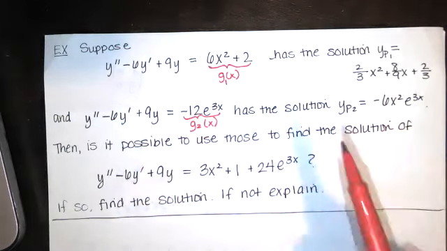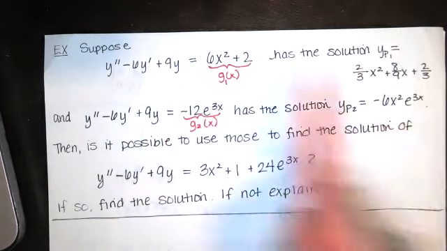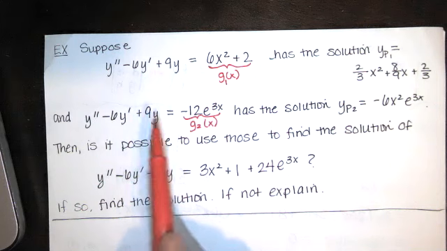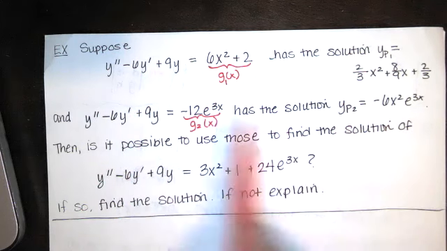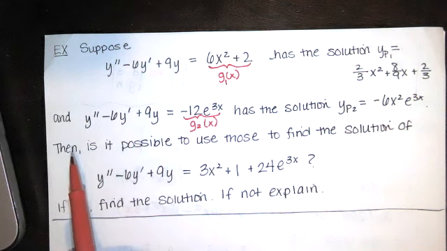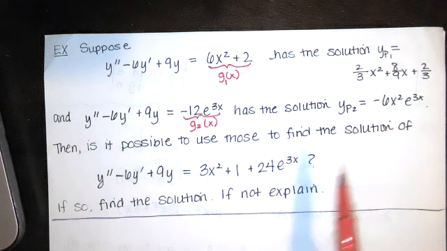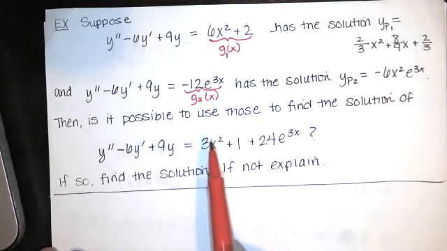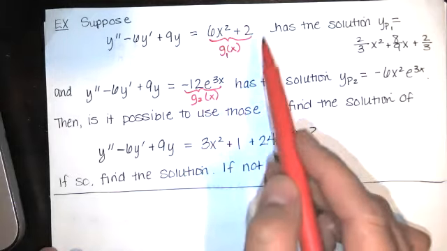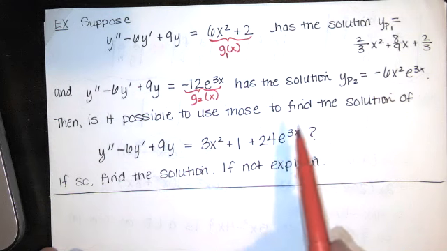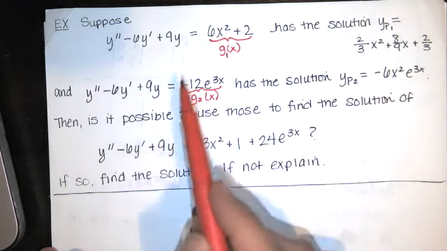So what this is telling us before we move on is that if I take the first and second derivative of this and plug this into the left-hand side, I'm going to get 6x squared after I simplify. Or if I take the first and second derivative of this function and substitute that into the left-hand side and simplify, I'll get this function. This question says, then is it possible to use those to find the solution of this? Well, I think it is possible because this 3x squared plus 1 is actually just 1/2 of g sub 1 of x. And this 24 times e to the 3x is actually just -2 times that function.